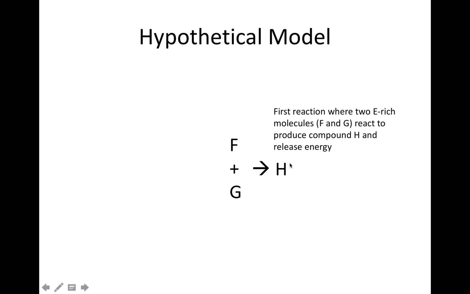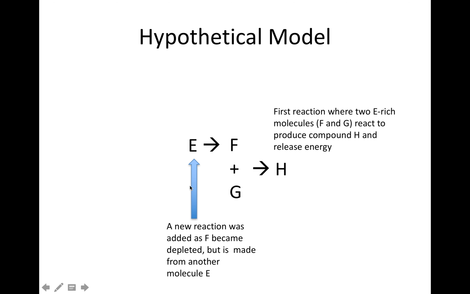So what I mean by that is, if H was this energy molecule that it used to use, but all of a sudden we run out of H, well, then it's going to need to find what can make H, what 2 molecules can make H. And so here we have F and G. So it says the first reaction where 2 energy-rich molecules F and G react to produce compound H and release energy. But then you're going to run out of F and G. So then you need a new reaction, where you take E and it breaks down into F, or maybe it breaks down into F and G.